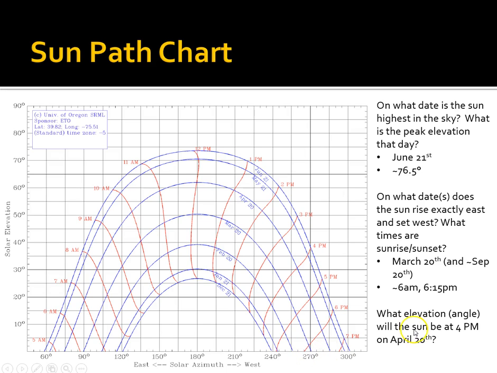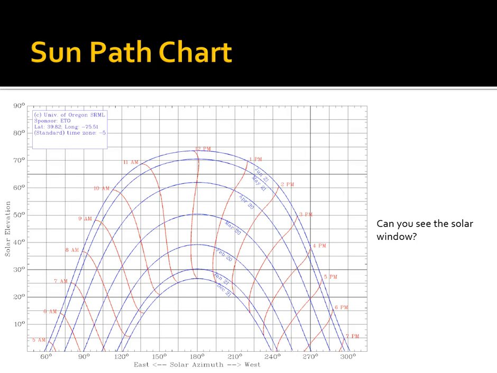And then finally, what elevation will the sun be at 4 p.m. on April 20th? This is just one example. If you follow, we have April 20th right here, and then look at our time lines. There's 4 p.m. We follow this over. It's right around 30 degrees. So that's where the sun will be at 4 p.m. local time on April 20th.